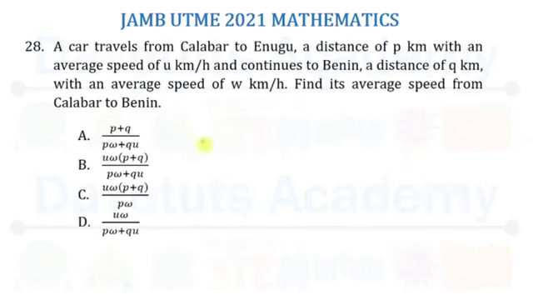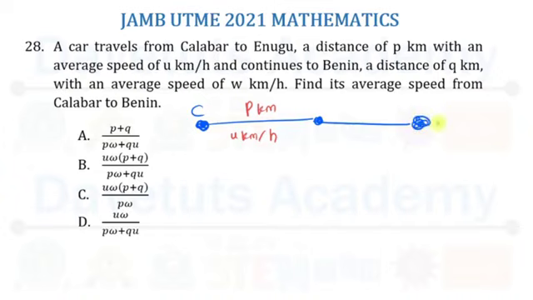So here we have a word problem on speed. In the first case, a car travels from Calabar to Enugu, which is a distance of P kilometers, running with an average speed of U kilometers per hour. And then afterwards, it also continues to Benin.